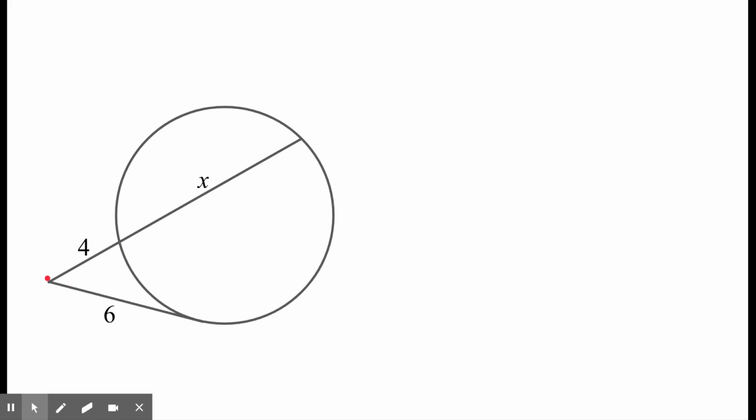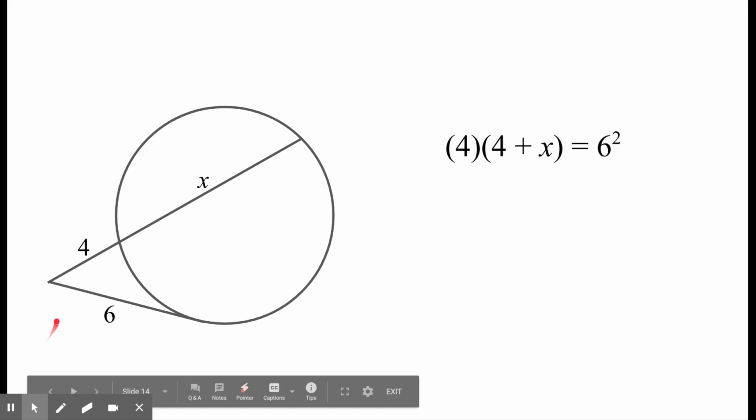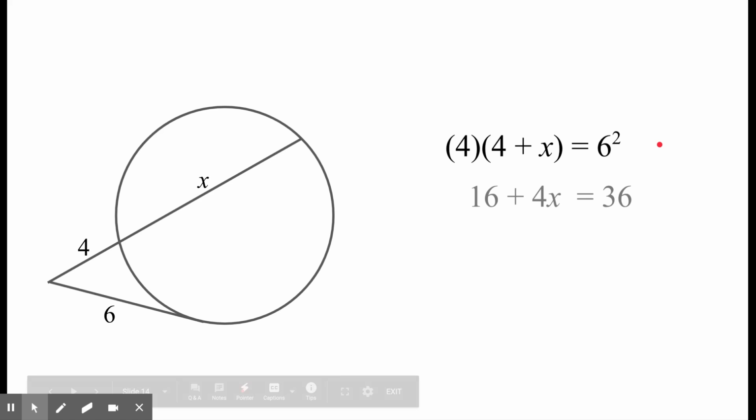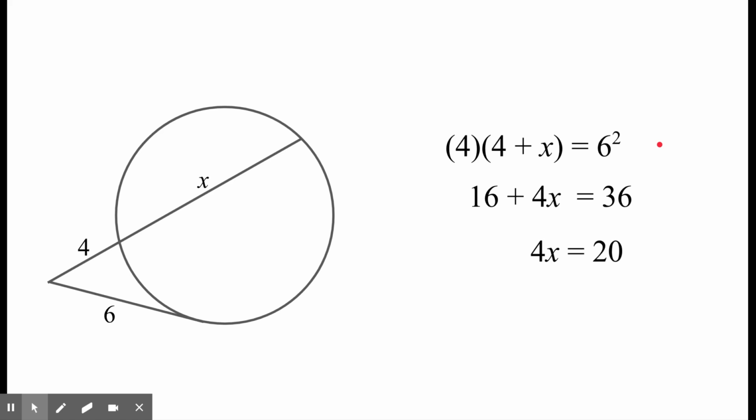Here we have the same setup as before with the secants. 4 is the outside, x plus 4 would be the whole, and over here we just have the length of 6 to represent my tangent segment. So I will set this equation equal to 6 squared. When we multiply this out, we get 16 plus 4x equals 36. Subtract, so 4x equals 20, and divide to get x equals 5.